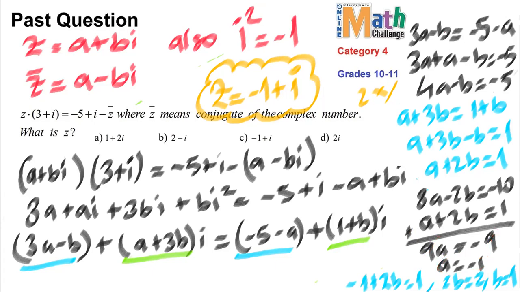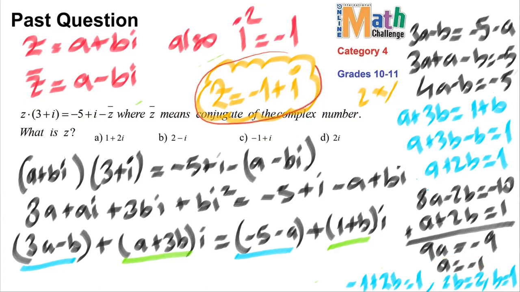So using one of these equations, it can be this one or this one. Right now I use this one. So if we substitute A as negative 1 here, negative 1 plus 2B equals 1. If we move 1 there, it will be 2. So 2B equals 2, B equals 1. So now we got A as negative 1, B as 1.